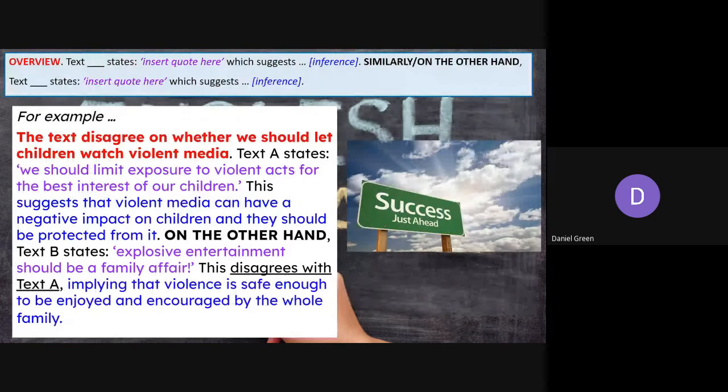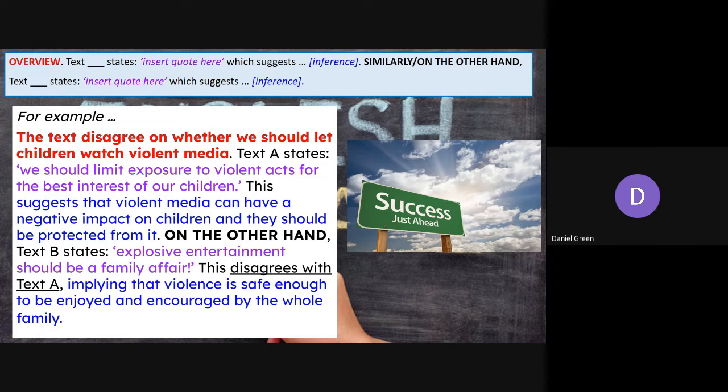So as an example, this would be the one that I did for the first one. The texts disagree on whether we should let children watch violent media. That red bit is my overview, giving me a brief overview of what my comparison will be about. Sometimes you can pick up overview marks in these questions, so please do include that.